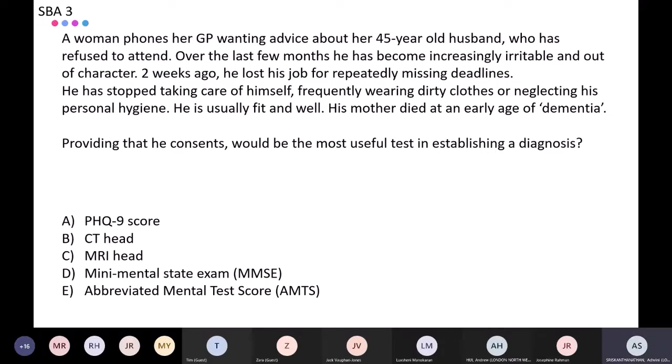So I'll give you about 20 to 30 seconds. Give you about 5 more seconds. Okay, I'm going to close the poll now.